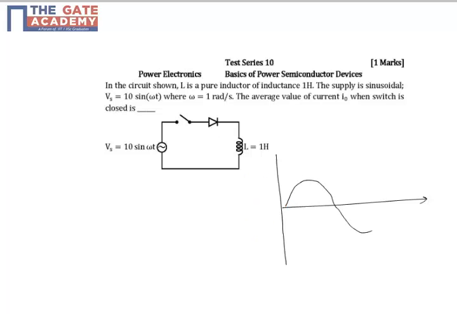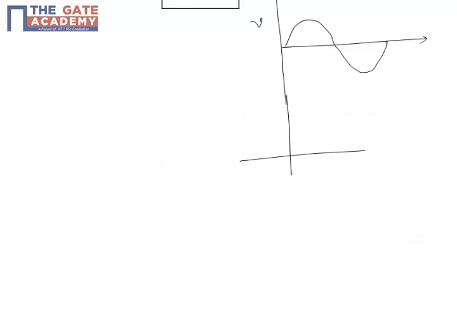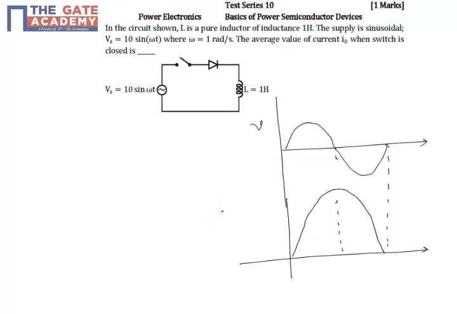So if this is the supply voltage, since it is a pure inductor, the current will be like this. Current will be like this. Now we'll go to the problem.